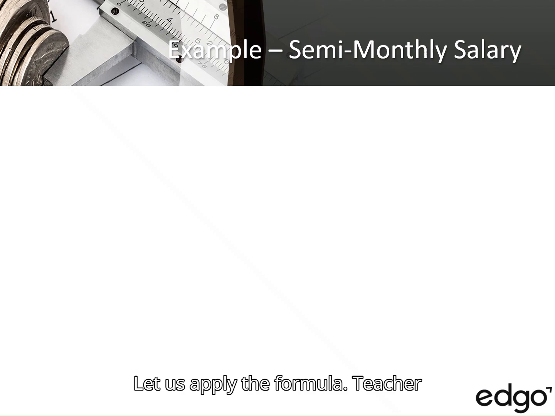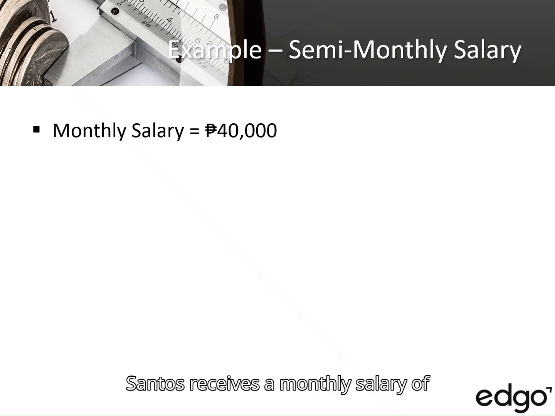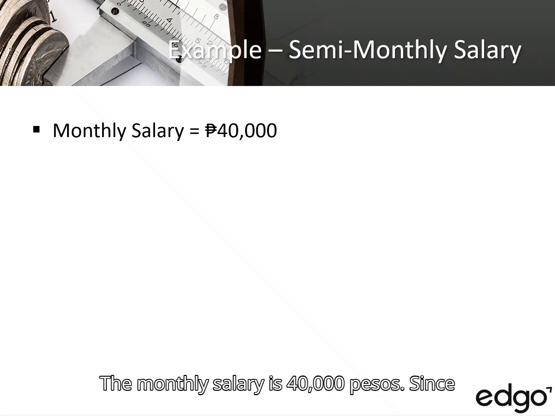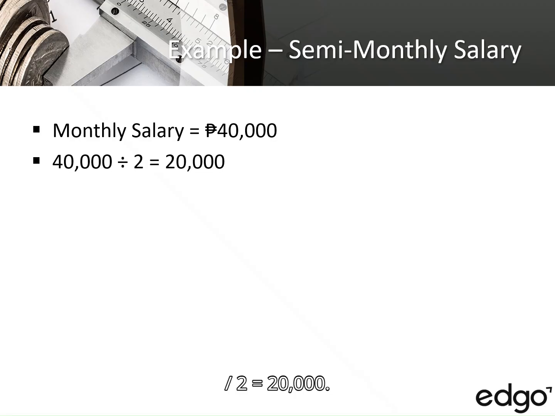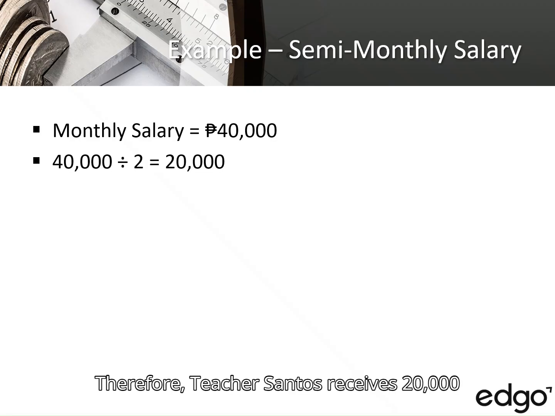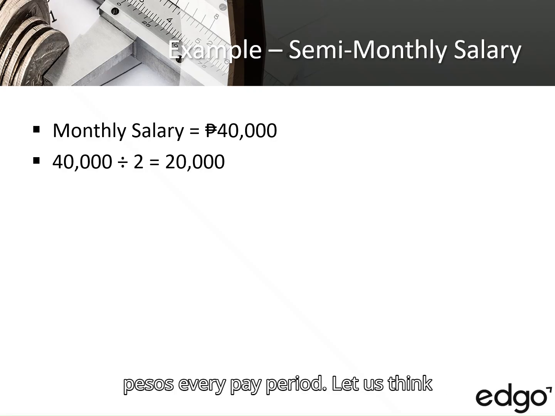Let us apply the formula. Teacher Santos receives a monthly salary of 40,000 pesos. Before we compute, let us identify the given information. The monthly salary is 40,000 pesos. Since semi-monthly salary means the salary is paid twice each month, we divide the monthly salary by 2. 40,000 divided by 2 equals 20,000. Therefore, Teacher Santos receives 20,000 pesos every pay period.